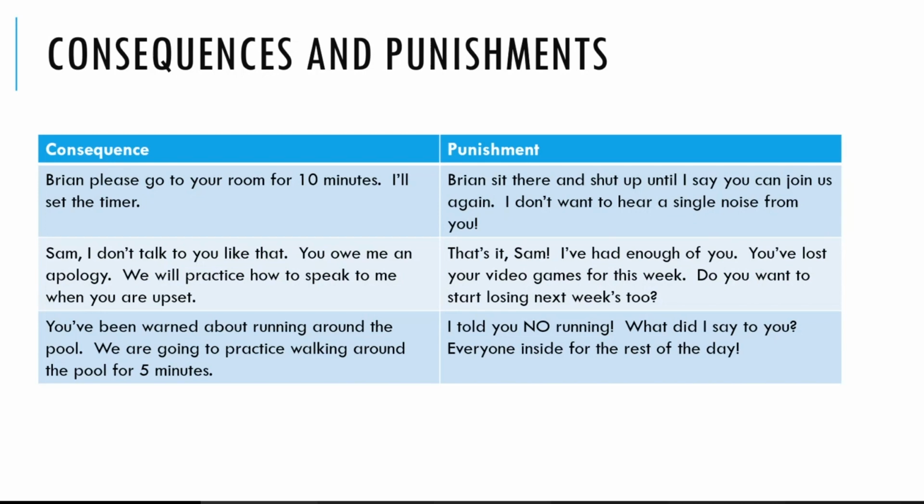And finally: "You've been warned about running around the pool. We're going to practice walking around the pool for 5 minutes." It's just a consequence. We're not punishing them, we're giving them a consequence. Now they have to understand we're being more explicit about what our expectations are. The punishment: "I told you no running. Now you're raising your voice. What did I say to you? Everyone inside for the rest of the day." So now not only have you punished this child, you're punishing everybody. That's something we have to look at.